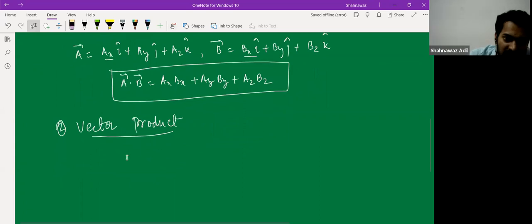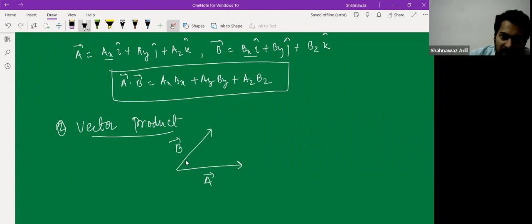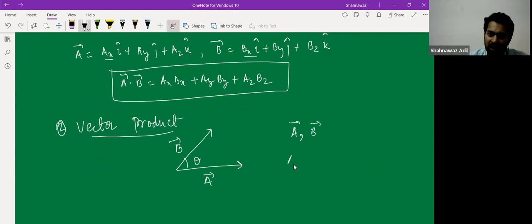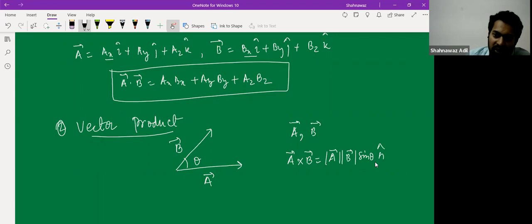So what is a vector product? Let's say you have a vector A here, and you have a vector B, and this is the angle between them. Okay. So the vector product is defined like this. You have A and B. So the vector product will be A cross B. And this will be magnitude of A, magnitude of B, and sine theta. And there is an n cap here. So this defines the direction of the vector.